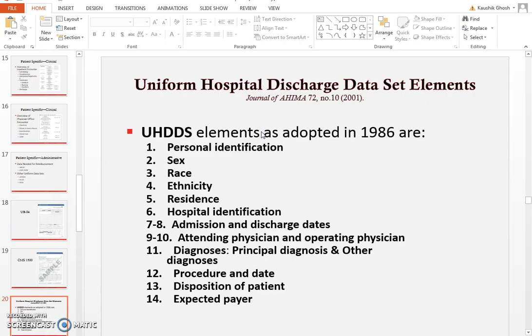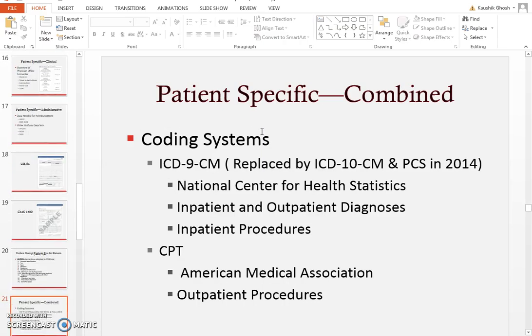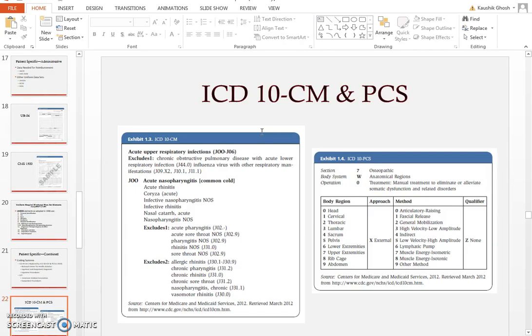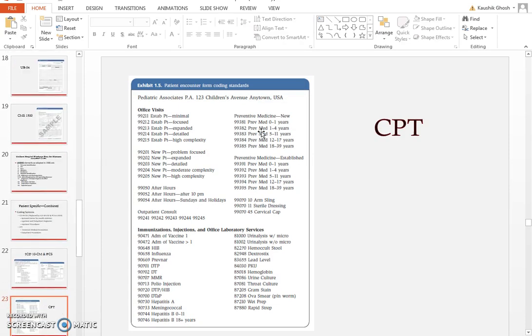Uniform hospital discharge data elements, you just want to read through this. Coding systems, right now we're looking at ICD-10. Please focus on that. Understand what the concept of ICD-10 is. You don't have to memorize the codes or anything.